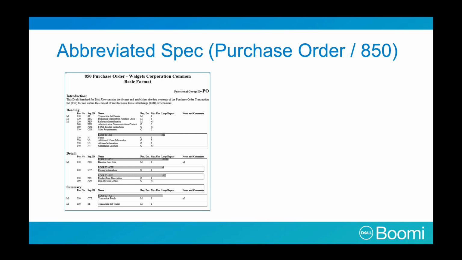This is a shortened version of an X12 850 spec, which displays a sample segment so it will fit on one slide. It contains each of our three areas: heading, detail, and summary.